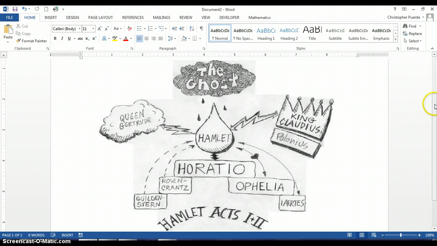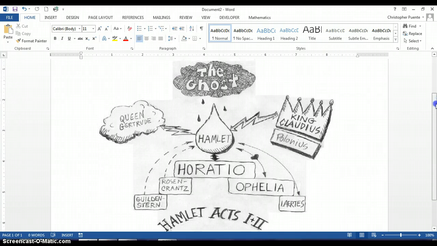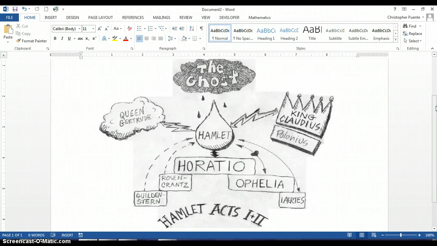You may have heard of or even read the play Hamlet. Here's a sociogram that I think is very good at telling us what the relationships in Hamlet are like. So as you can tell, this sociogram only deals with acts 1 and 2 of Hamlet. But in those acts, we get some good information about the characters. For instance, look in the middle of this sociogram. Right here. We're going to study Hamlet. He's our central character. He's the central thing that we're going to analyze.